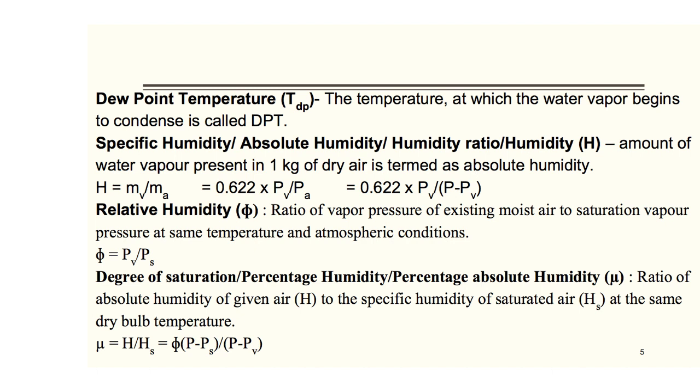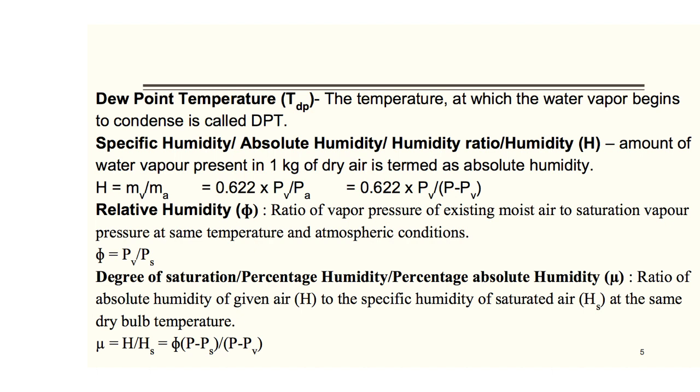Next psychrometric property is relative humidity. It is the ratio of vapor pressure of existing moist air to saturation vapor pressure at the same temperature and atmospheric condition. It is denoted as phi, and it is formulated as PV divided by PS, meaning the partial pressure of moist air divided by the partial pressure of saturated air, right?